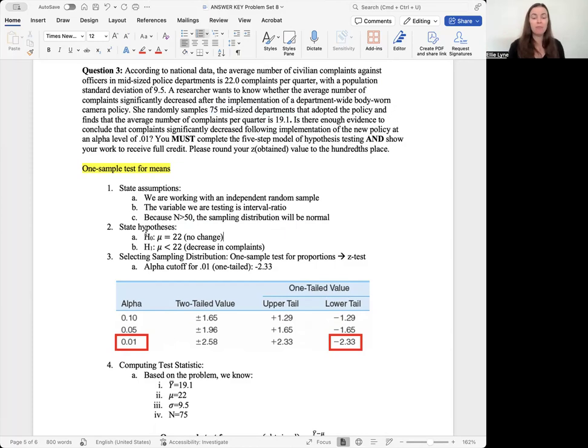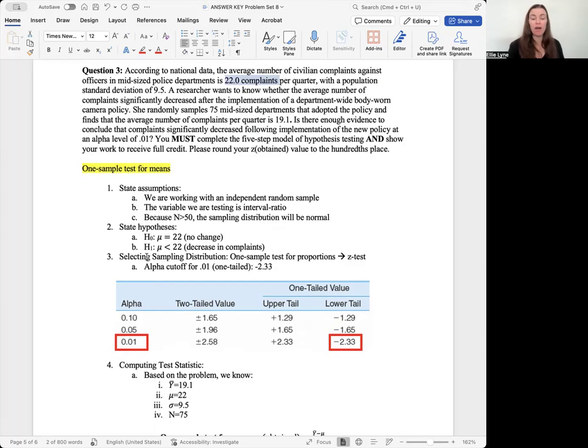Okay, step number 2 is where we state our hypotheses. Our null hypothesis, again, we're working with means here. So we are going to have our population parameter for mean, or our symbol of mu, serve here. Again, our statement of no difference is always going to be our equal sign, followed by our population parameter, in this case, our average number of complaints per quarter. So that is 22 complaints.